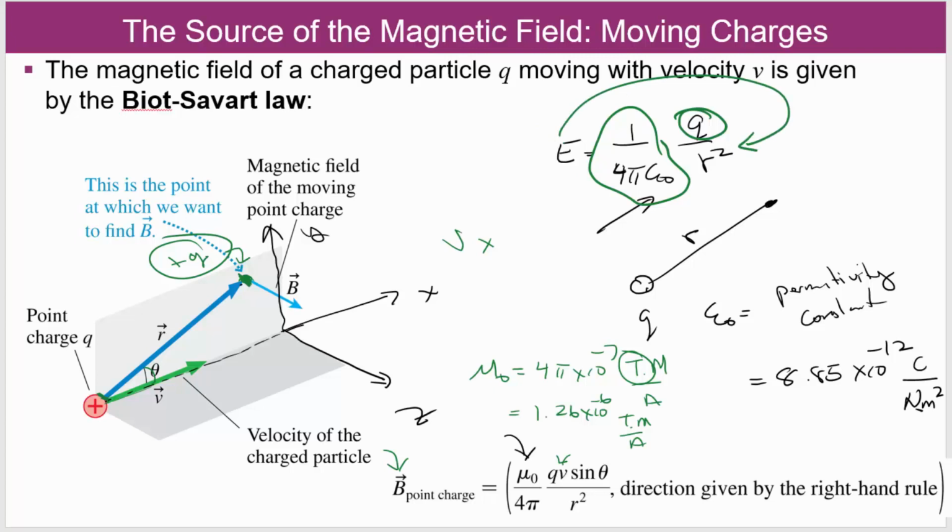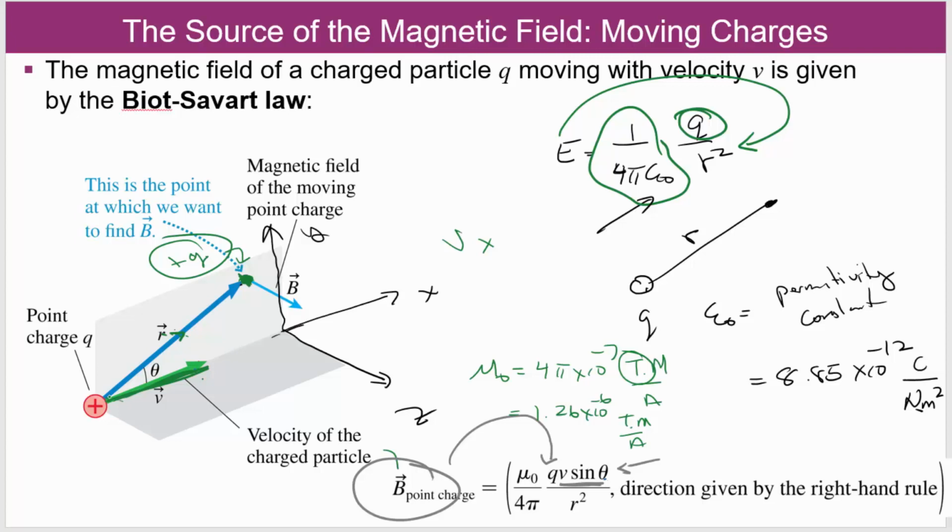For magnetism, the source of the magnetic field is a moving charge. The magnetic field is due to a charge, but that charge must be moving, and its velocity must have a component that is perpendicular to the position vector. So if we take a look at the velocity vector here, here is your velocity. This is the motion of the charged particle. We're looking for the magnetic field at this point. The blue arrow is our position vector.